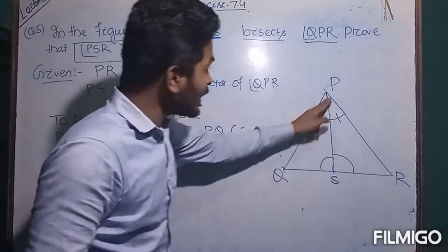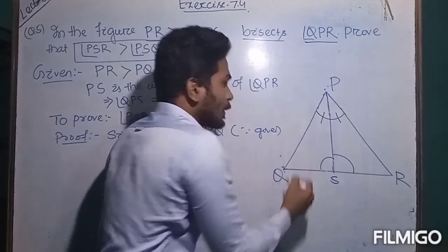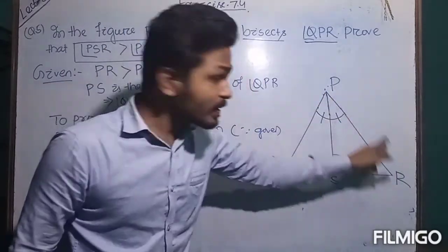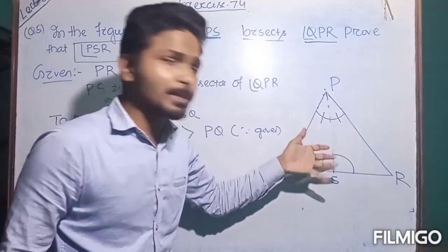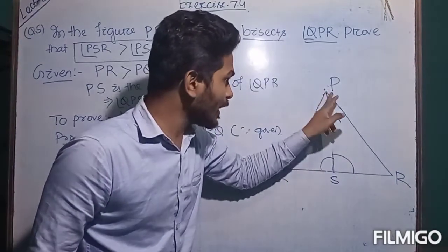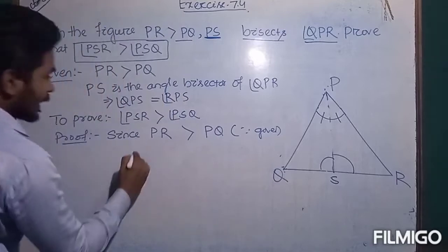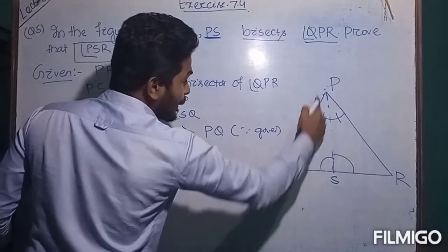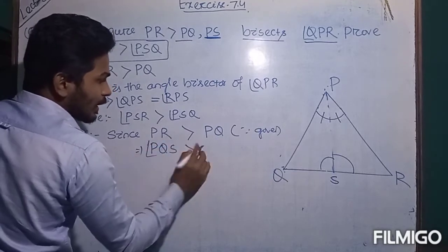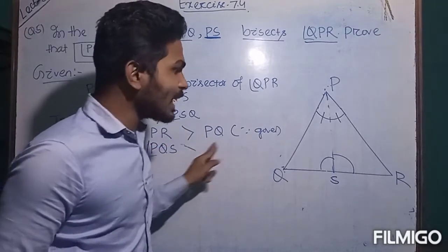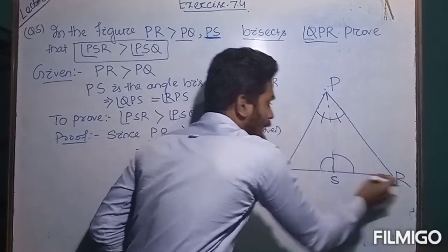So it is for the triangle PQR. Since PR is greater than PQ, what is the opposite angle of this side PR? Forget about PS. Don't think that there is a PS. Only consider triangle PQR. So what is the opposite angle of PR? This angle Q, or you can write angle PQS. Then what is the opposite angle of this side PQ? This angle, PRS.